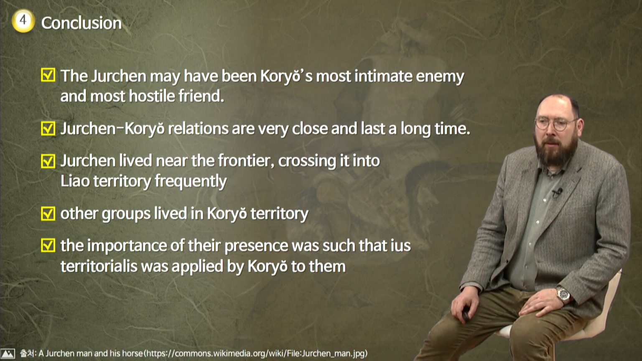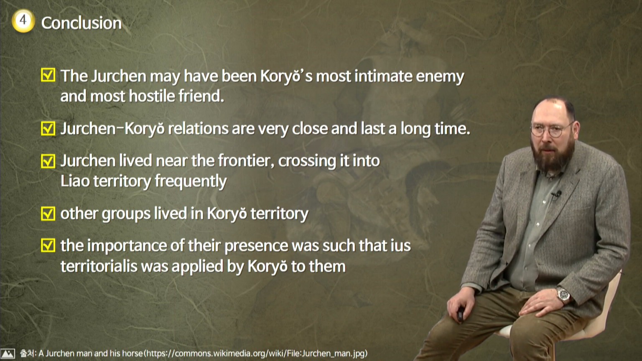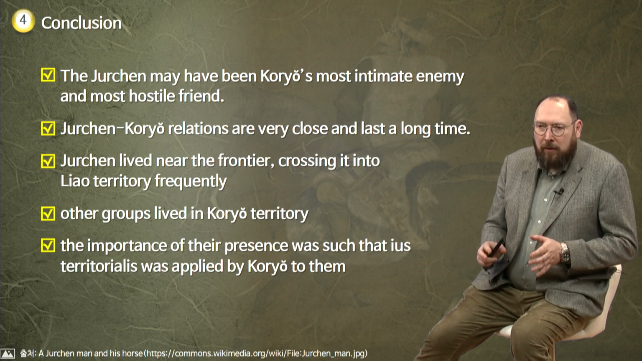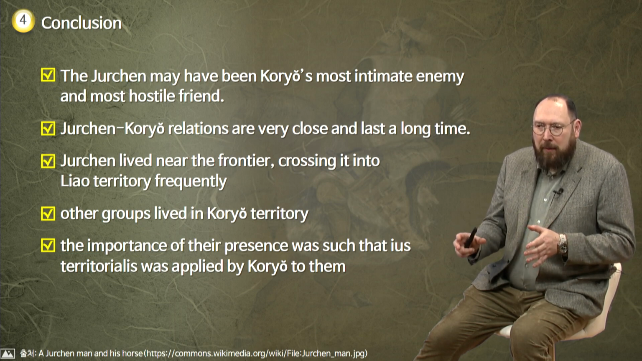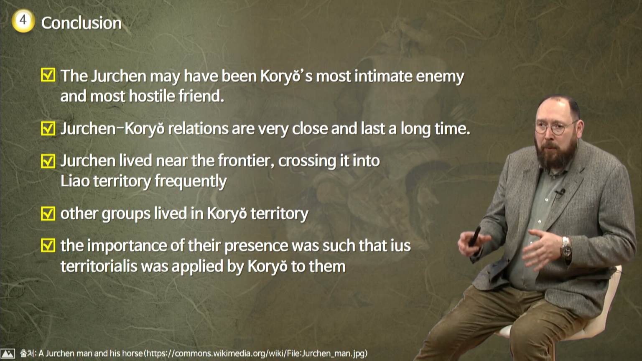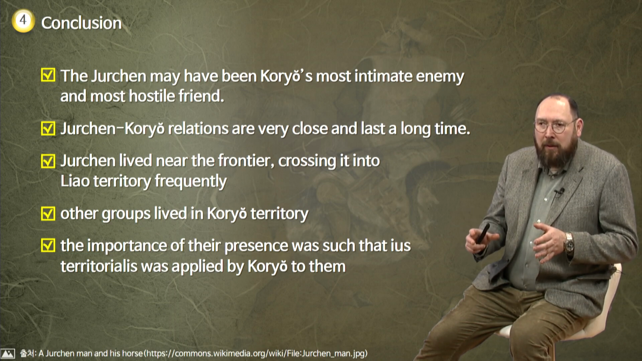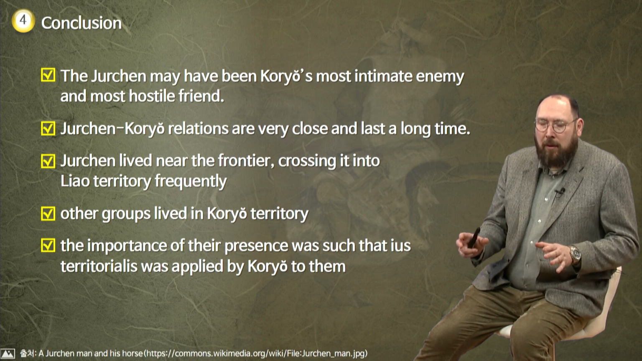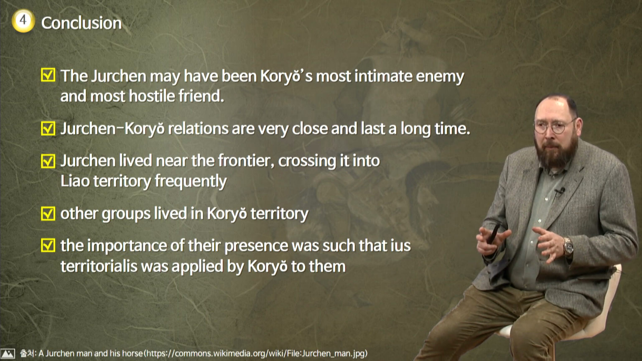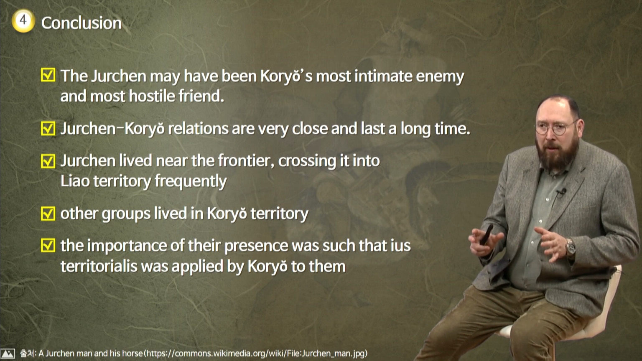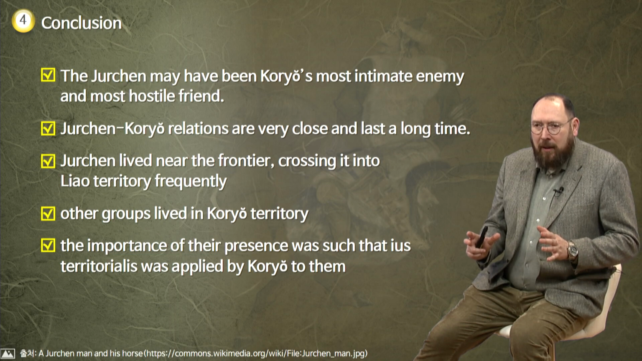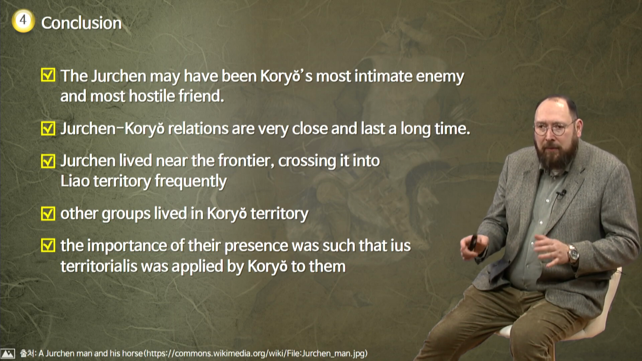And this is, I think, an important characteristic, which I haven't mentioned so far: the importance of their presence in Koryo is recognized by the fact that what is called the jus territorialis was applied by Koryo to them. This means that as long as the Jurchen committed crimes on Koryo territory, but not against indigenous Koryo people, the Koryo state would not interfere. Or if it would interfere, it would apply Jurchen common law, so it would not use Koryo law. It would recognize the integrity of the Jurchen culture, in other words. Now, you don't do this with an ethnicity or a group within your society that you find dangerous or that you don't want to have there.